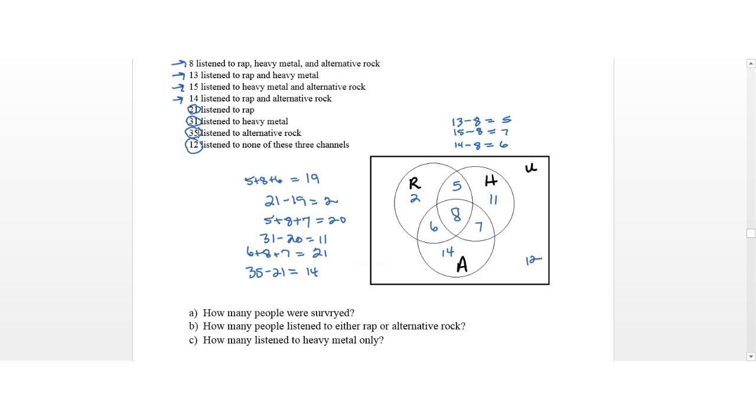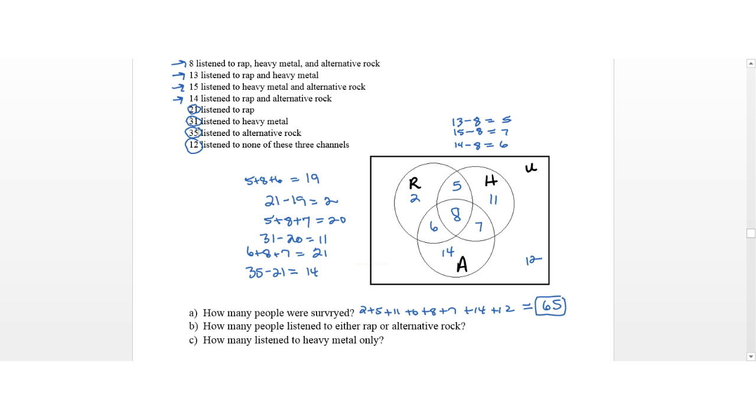So how many people were surveyed? In order to determine how many people are surveyed, we simply add all of the numbers within the Venn diagram, including the 12 that are in the universal set. So we'll add 2 plus 5 plus 11 plus 6 plus 8 plus 7 plus 14 plus 12. And that gives us a total of 65 total people that were surveyed.